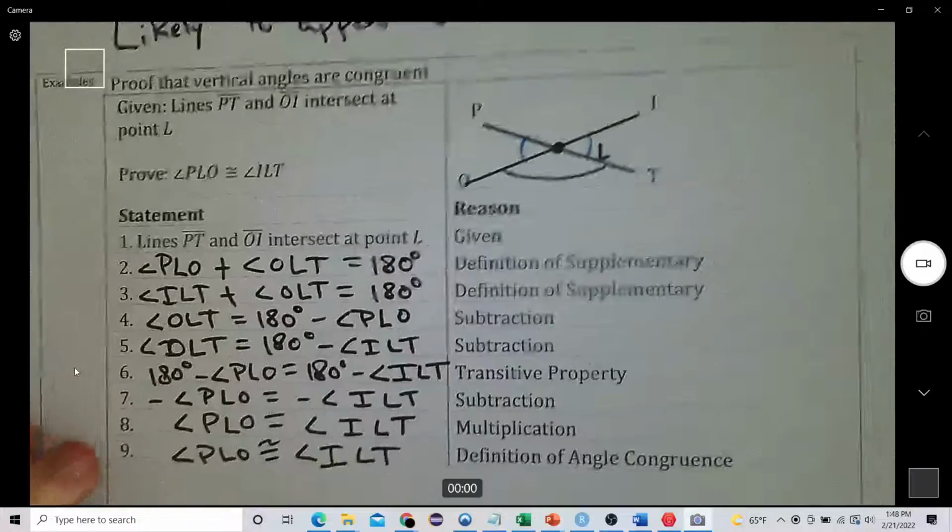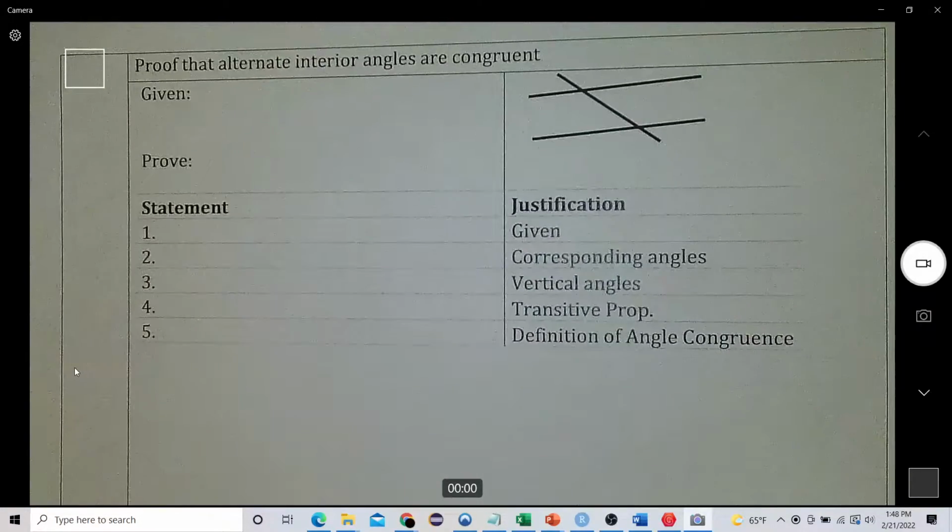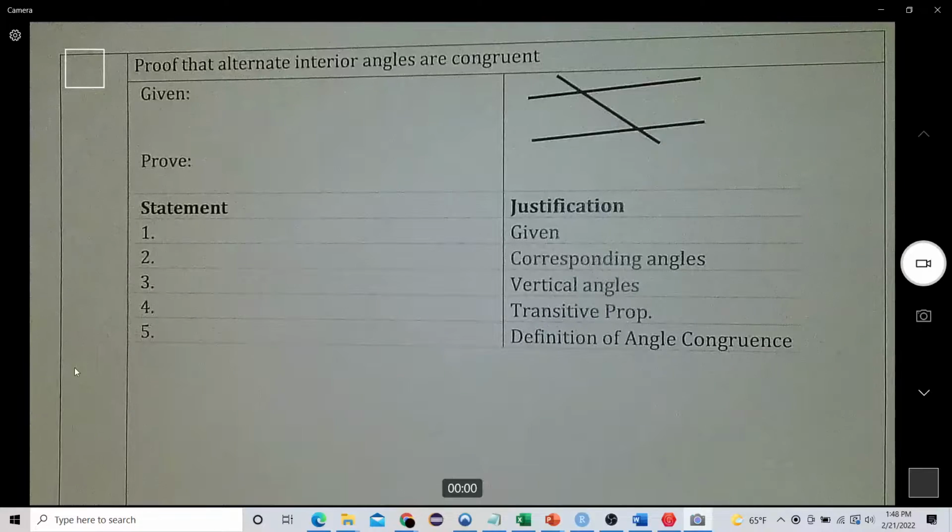Okay. All right. Now we're going to prove that alternate interior angles are congruent. This one's easier. Now that we have that vertical angles are congruent, this one's easier. The more stuff we have, the easier and the more efficient our proofs get. And I think this is the one where we're going to start seeing it a little more. We're going to start seeing it more and more now. This is where second period was kind of like, oh, it's making more sense now.